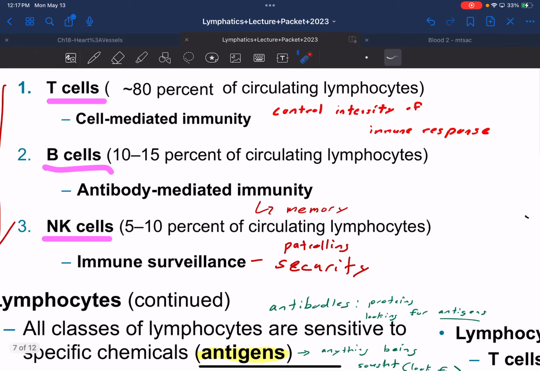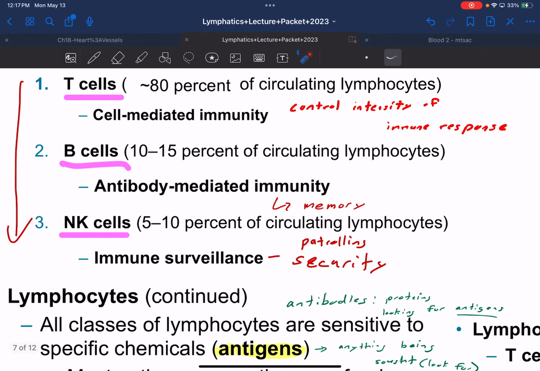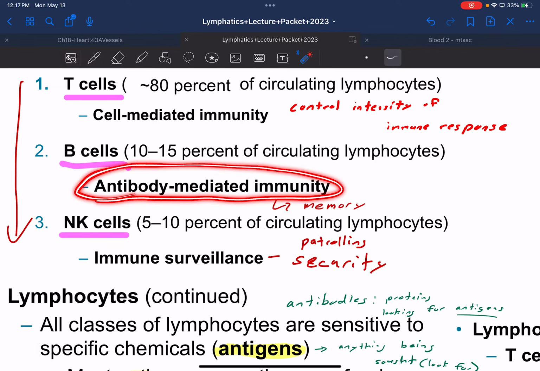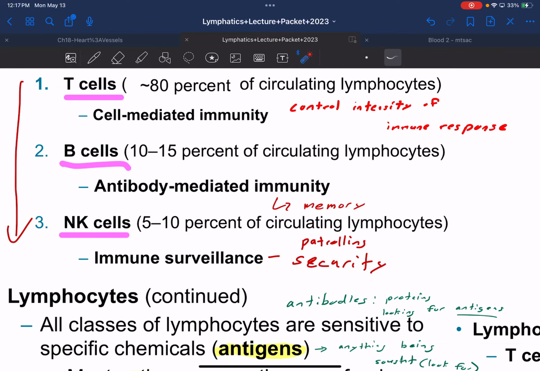B cells produce antibodies, and those antibodies therefore give it the activity of antibody-mediated immunity. So you can see that it's kind of telling you what exactly is giving you that immunity. And remember that immunity is your ability to resist infections. So antibodies do that for you here. The cells themselves do it here.